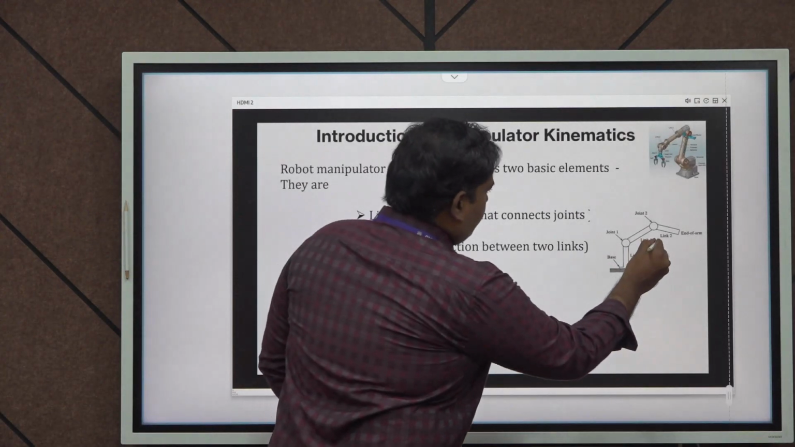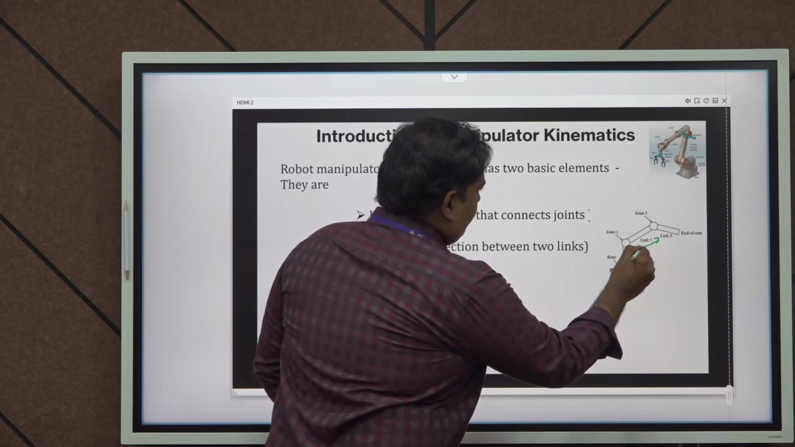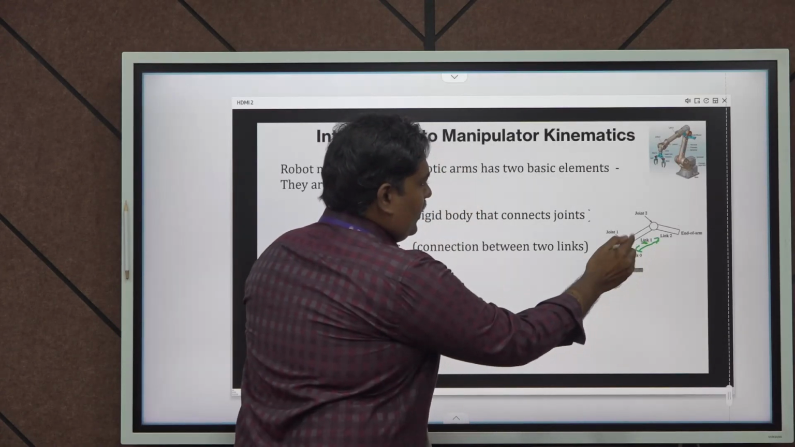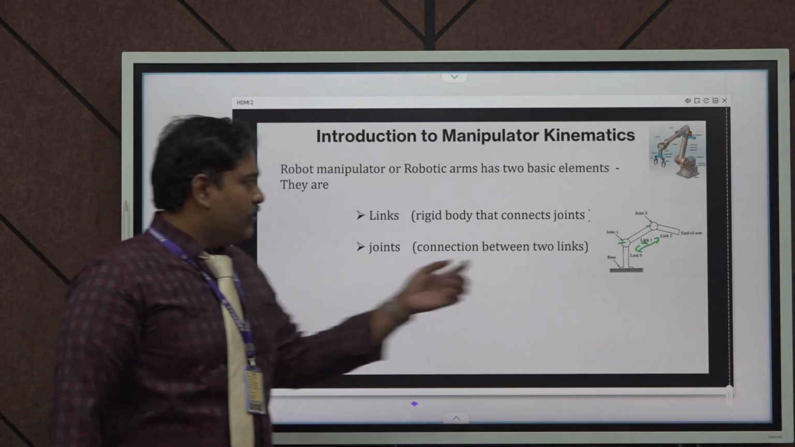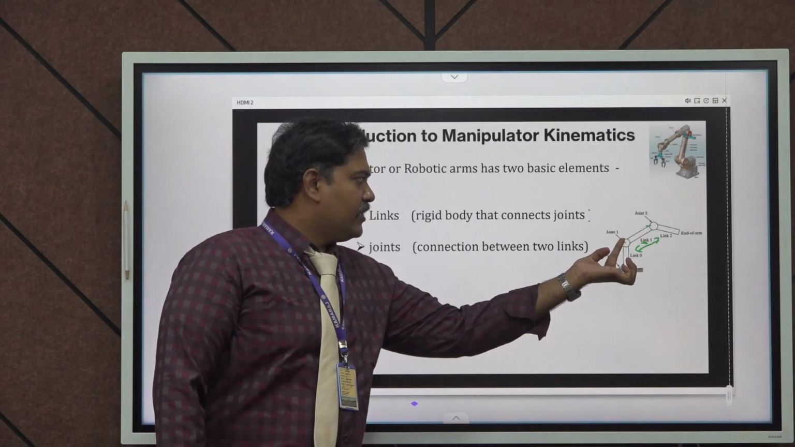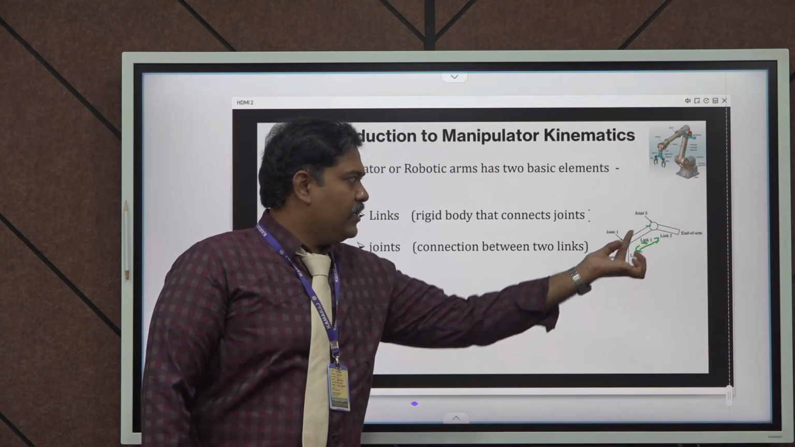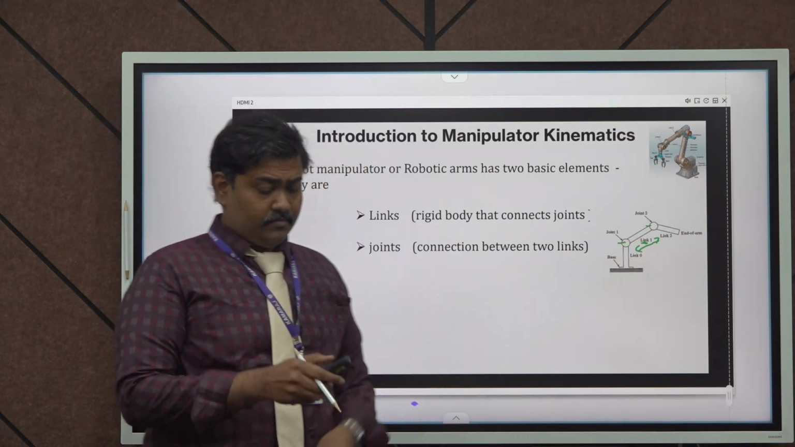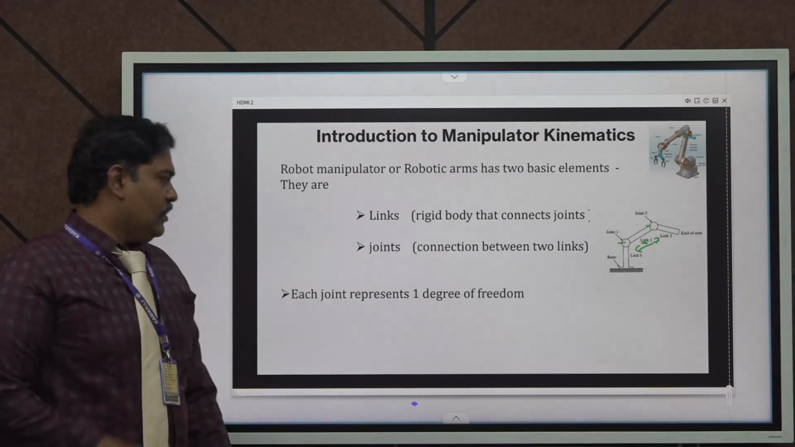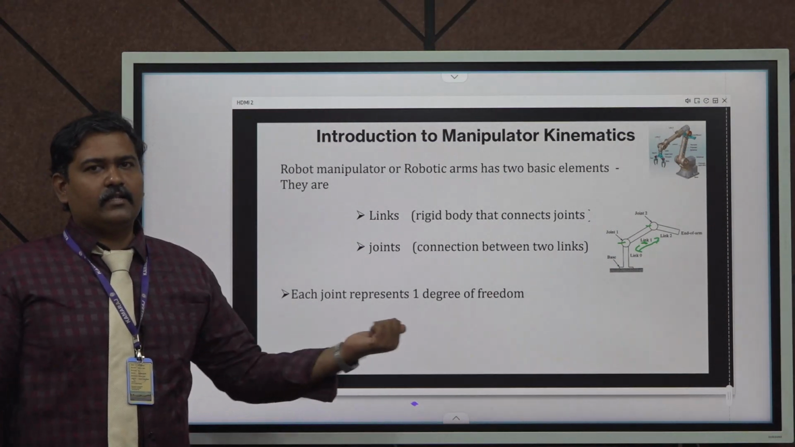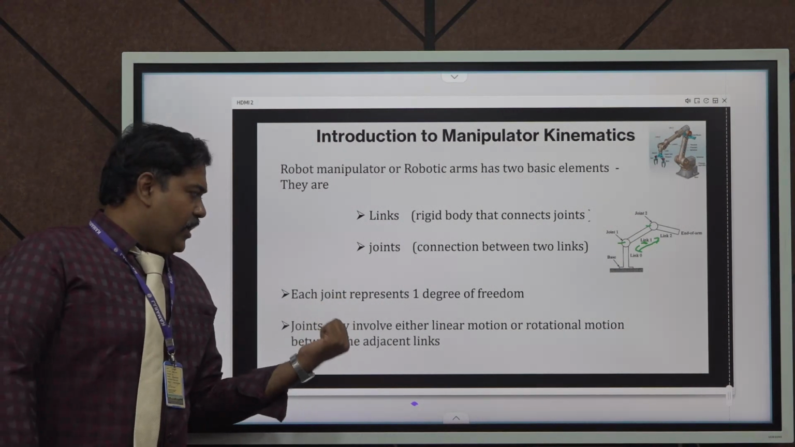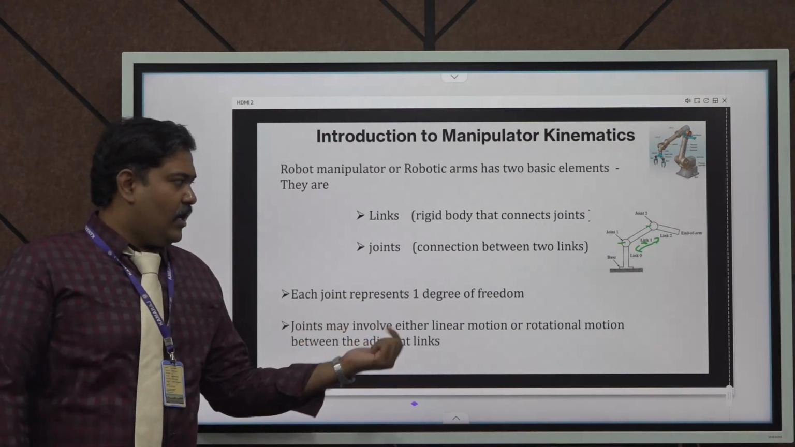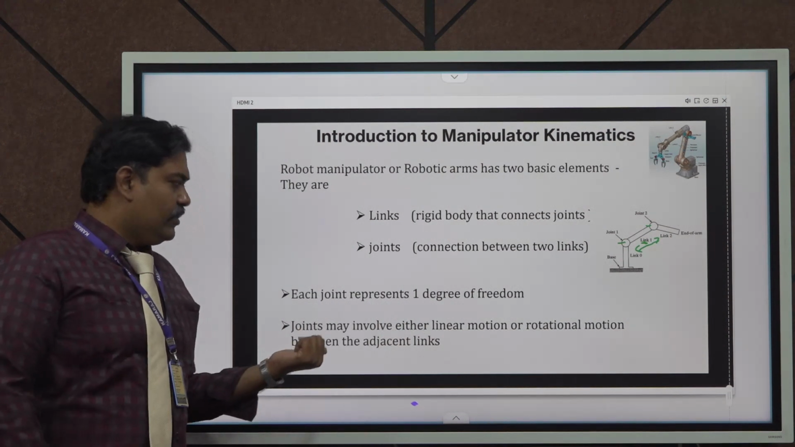So in this diagram, this one is the link that connects two joints, and this one is joint 1. It connects two links, that is the base link and link number 1. Each joint represents 1 degree of freedom. Here the joint may involve either linear motion or rotary motion between the adjacent links.